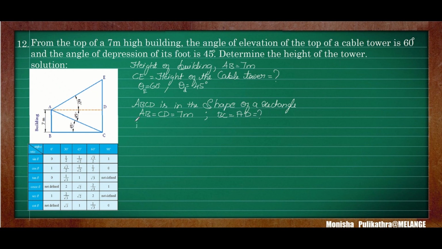So first I will take the triangle ABC. In triangle ABC, I'll be writing a triangle ABC here. So A, B and C. So this is 45 degree. You have to keep it in mind. So here the angle of depression is given. So angle of depression is 45 degree.